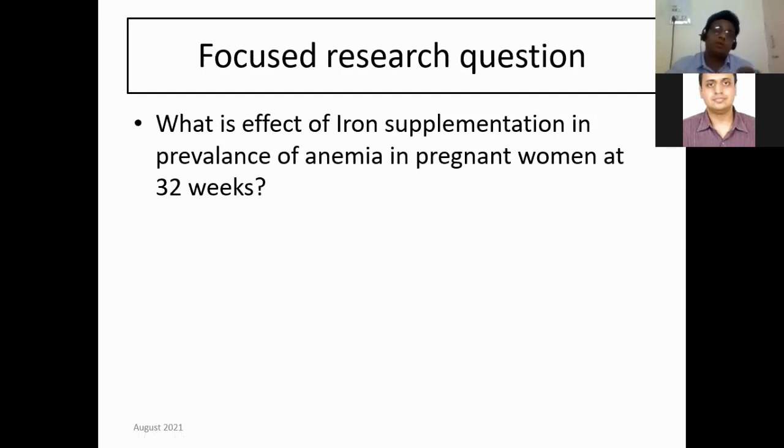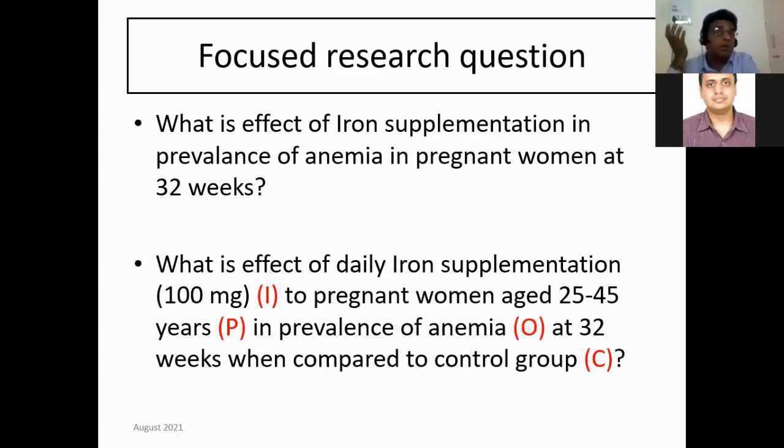The most important thing is the focused research question. Let me take an example: what is the effect of iron supplementation on the prevalence of anemia in pregnant women at 32 weeks? The basic thing I want to know is that if I give iron supplementation to pregnant women at 32 weeks, how much is going to be the prevalence of anemia? So it is very important to reframe the research question to identify all the components: population, intervention, outcome, as well as the control group.